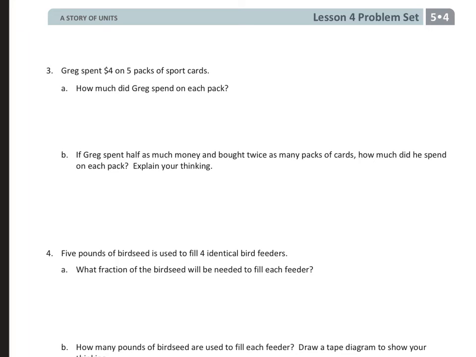And let's look at number 3. Number 3 says Greg spent $4 on 5 packs of sports cards. They want to know, how much did Greg spend on each pack? All right, so let's think of our tape diagram. This is going to represent one of two things. I want you to think, does this represent money, or does this represent 5 packs of sports cards? Remember, the question says, how much did Greg spend on each pack? So this tape diagram is going to be representing how much money he spends.